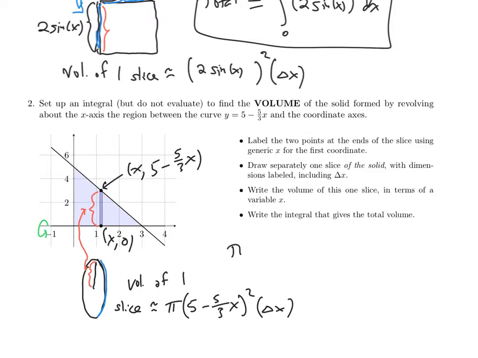So the total volume is going to be the sum of the slices over all possible values of x, and you can see in our picture that the values of x run from 0 to 3.